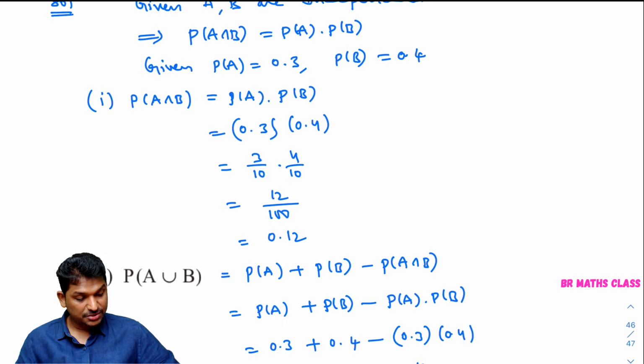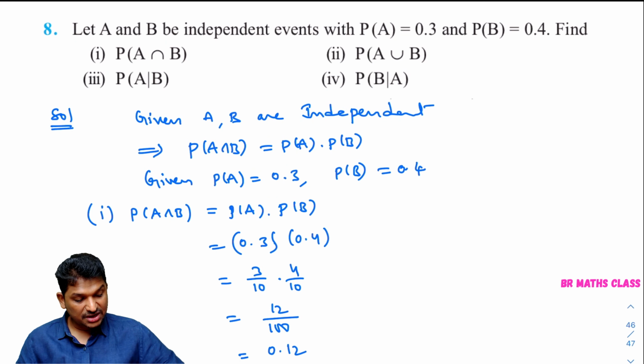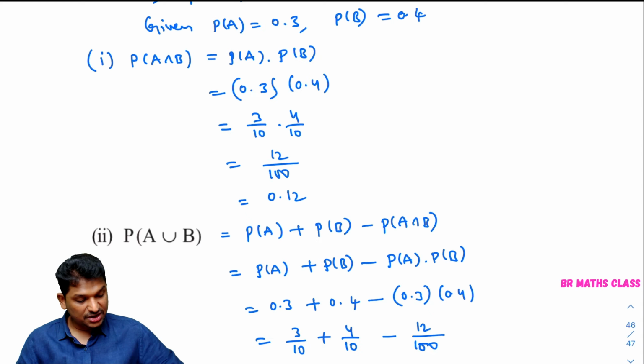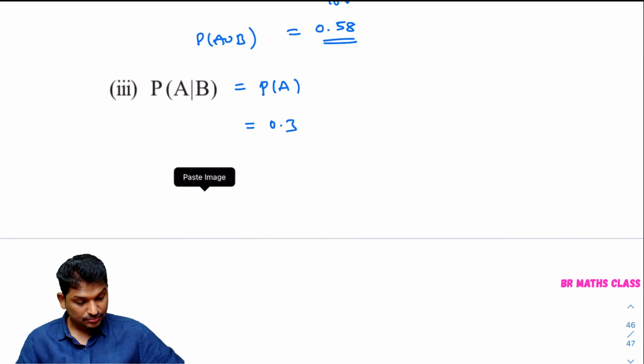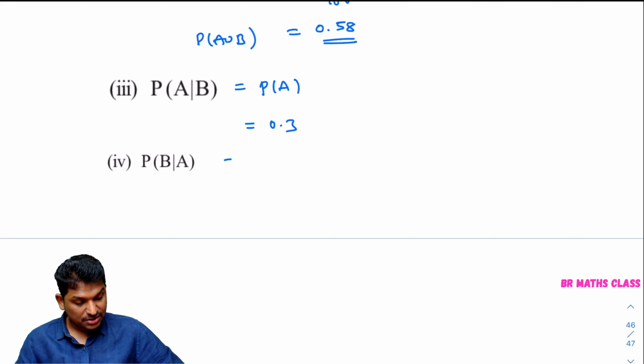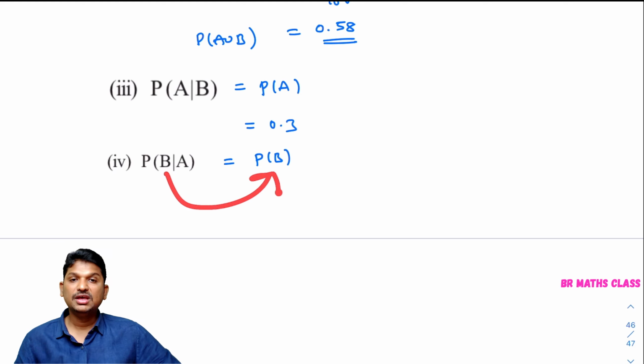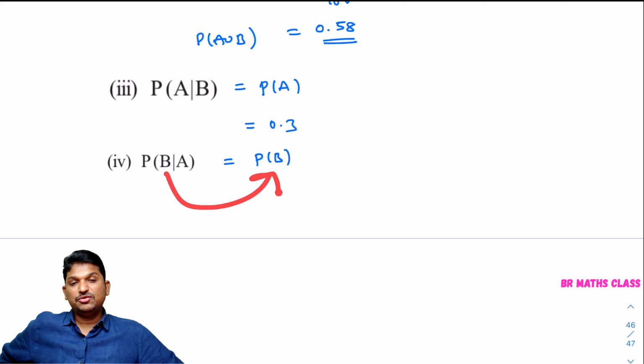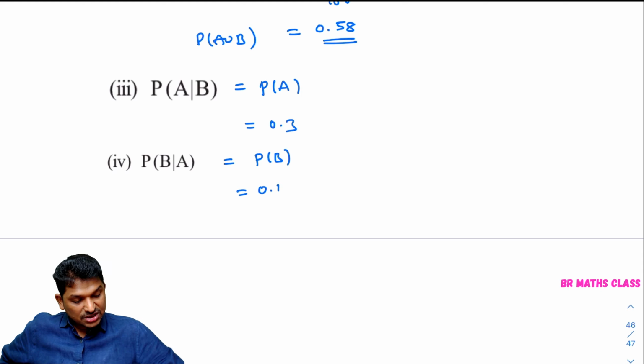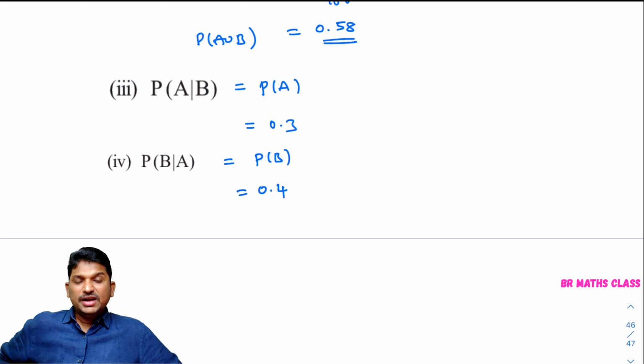Next, what is the fourth bit? Probability of B by A. It is also very easy. Fourth bit, probability of B by A is probability of B, because they gave that the events are independent events. If the events are independent events, probability of B by A is probability of B. What is probability of B? In the question they gave it as 0.4, right? Directly you can write from the definition.